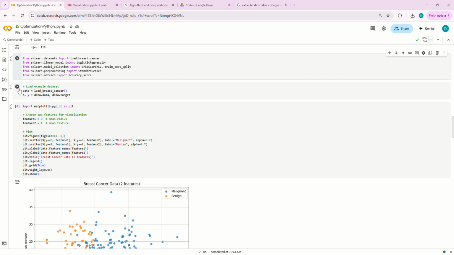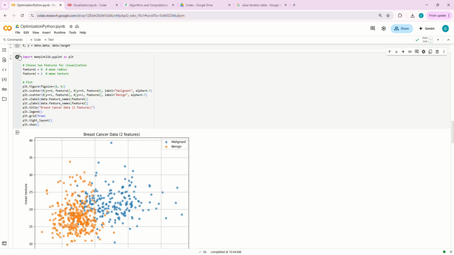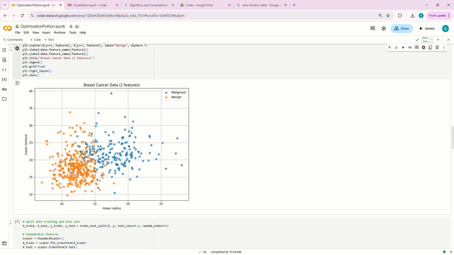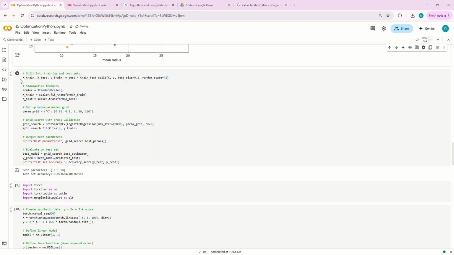And then we get data equals load breast cancer, data equals data.data, target equals data.target. We plot the data. Here is the mean texture. Here's the mean radius. So this is a data set trying to classify tumors as malignant or benign. So as you can see, there's some overlap here. Over here, they're mostly malignant. Over here, they're mostly benign.